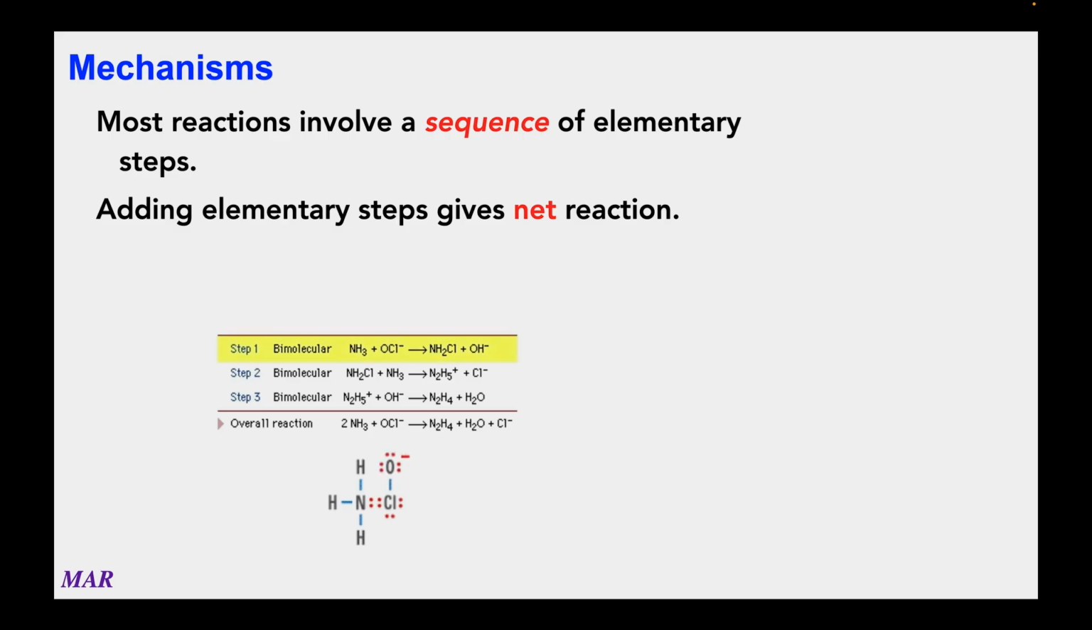First, a molecule of ammonia reacts with a hypochlorite ion to form chloramine and a hydroxide ion. Next, the chloramine reacts with a second molecule of ammonia to form a charged species with a nitrogen-nitrogen bond. Finally, the charged species reacts with a hydroxide ion to form hydrazine and water.